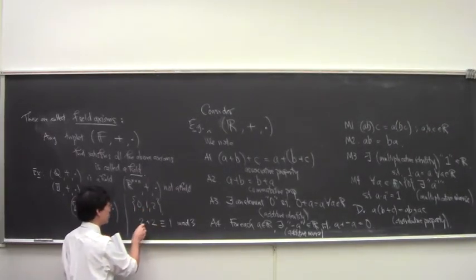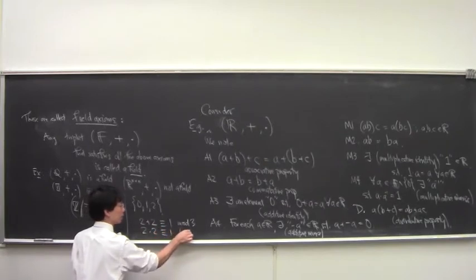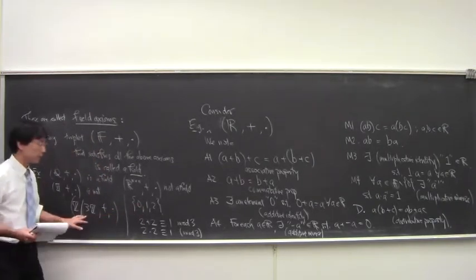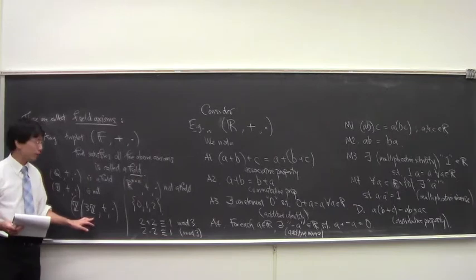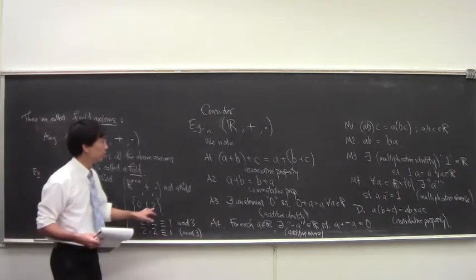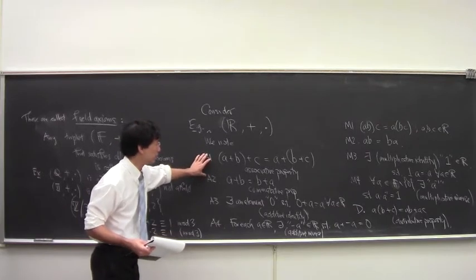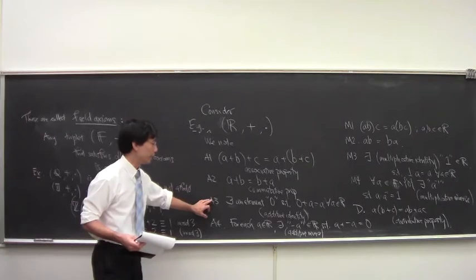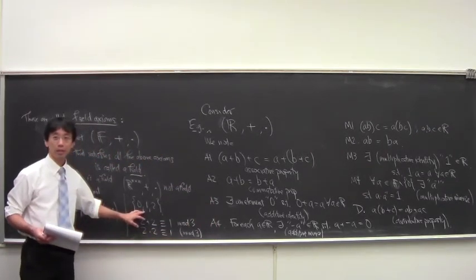Or like 2 times 2. 2 times 2 is 1 mod 3. Okay, so is this a field? The addition is associative, commutative, and so on, with an additive identity. Does everybody have an additive inverse? Can you get to 0? Can everybody get to 0?